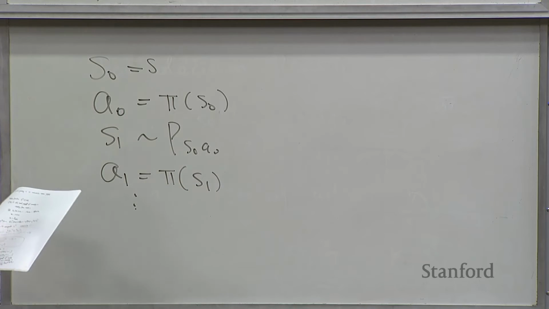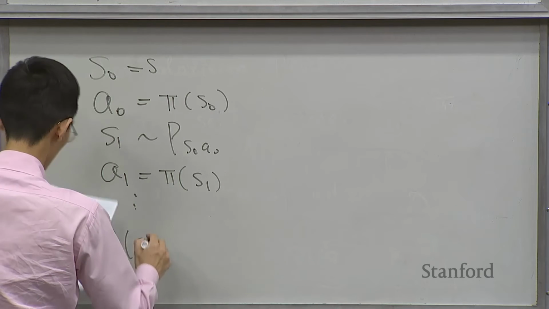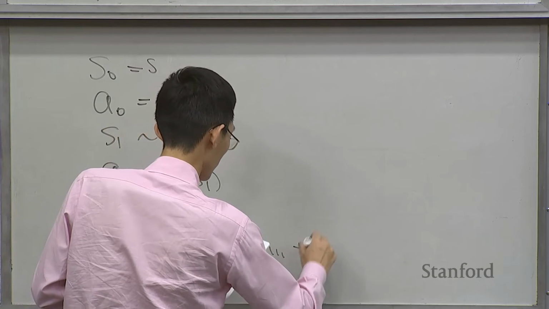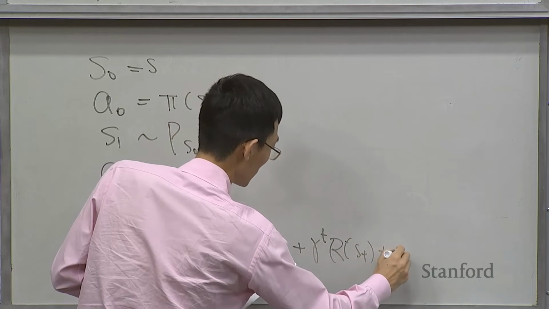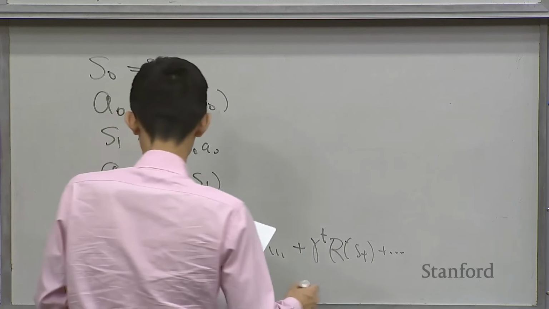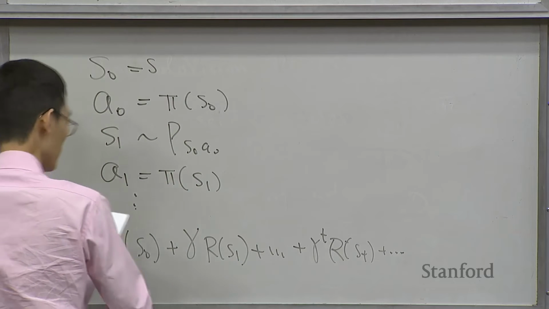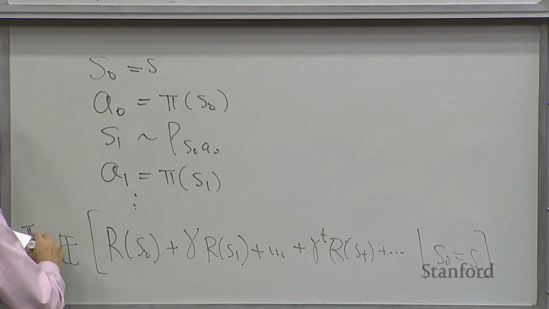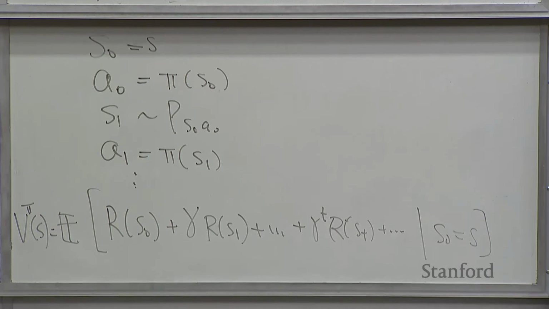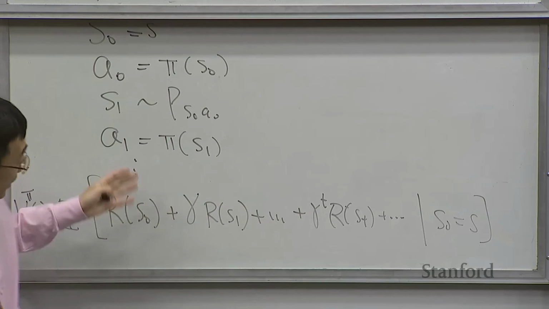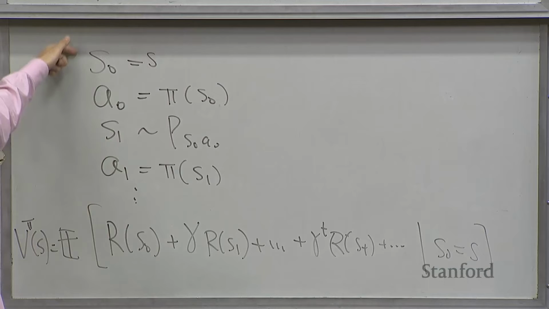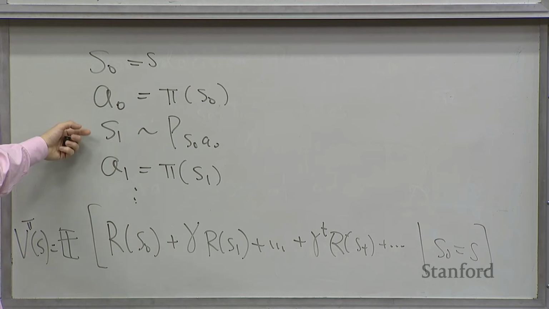You play this game, and then you look at the reward that you accumulate throughout this process, until infinity, and you take this expectation, conditioned on S0 equal to S, and this is the definition of the value function. So the value function is the expected total payoff, the expected discounted total payoff of this game. The process is that you start with S, and then you play this policy, and the environment does what it should do, and you always play this policy. So that's the value of this state S.